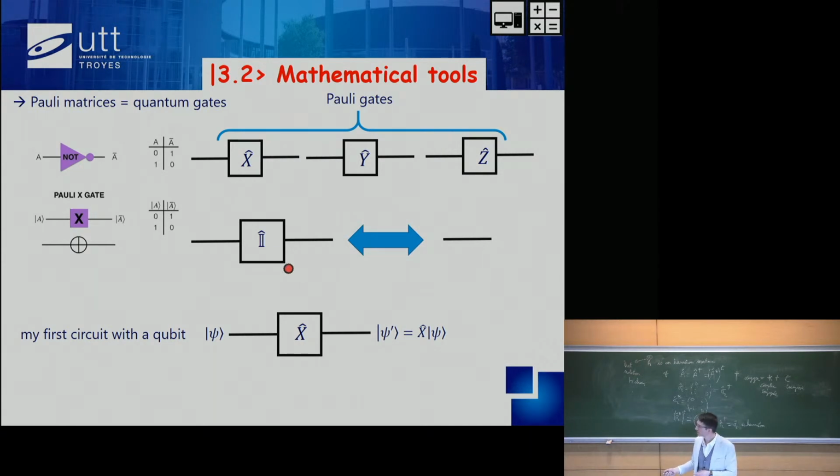Of course, the easiest representation in terms of circuit for the identity matrix is just a line. So we usually do not use this matrix because, by default, everything is identity. If you don't do anything, then this is an identity matrix, or an identity gate.